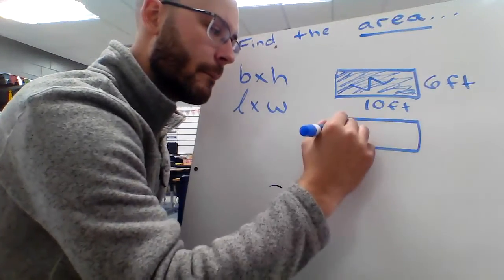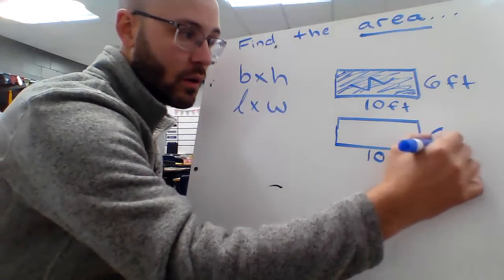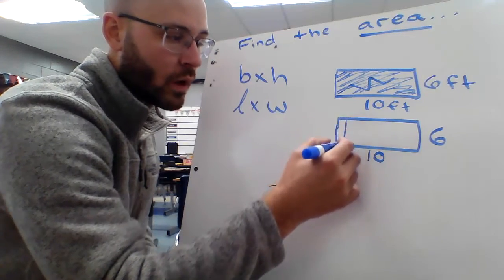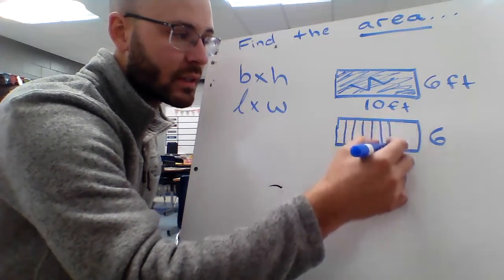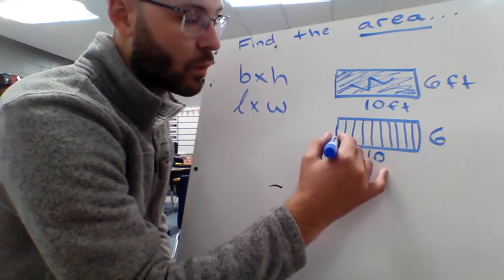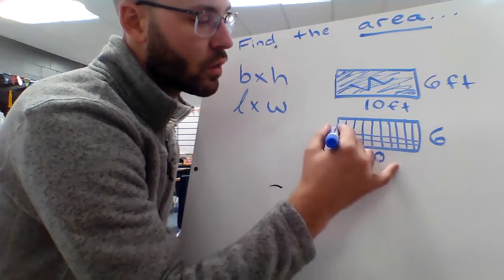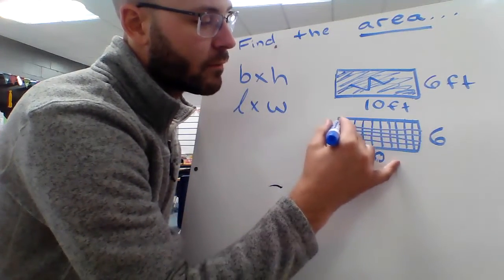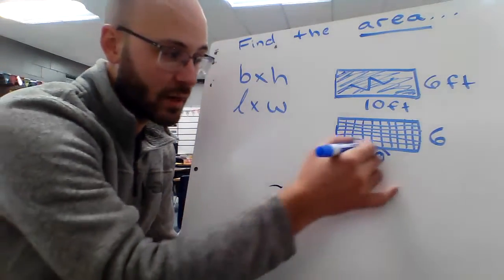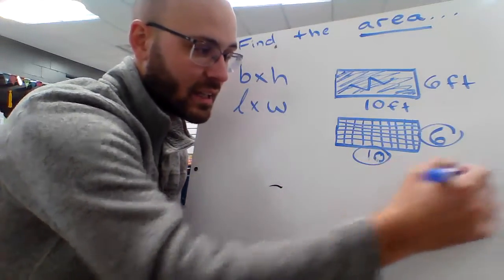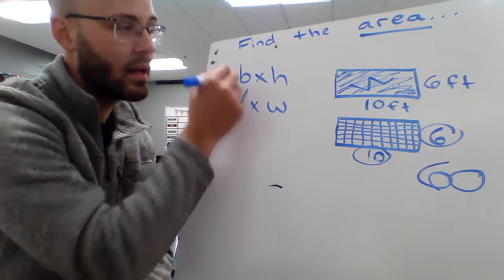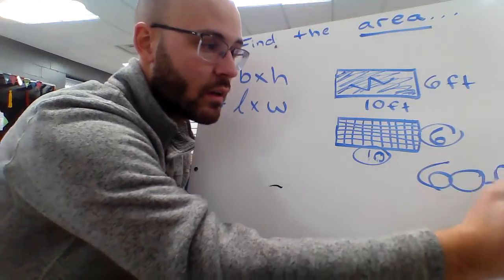We measure base times height, or you could look at it like this. We measure in squares. If it's 10 feet long, I can go 1, 2, 3, 4, 5, 6, 7, 8, 9. I know they're not even. They're supposed to be even, though. And then I'm going to go 1, 2, 3, 4, 5. And I could count each one of those squares, and I would bet you $1 million that if I went base times height, it would be 60 of these squares. So I use my formula really quick to get that. It would be 60 feet squared.